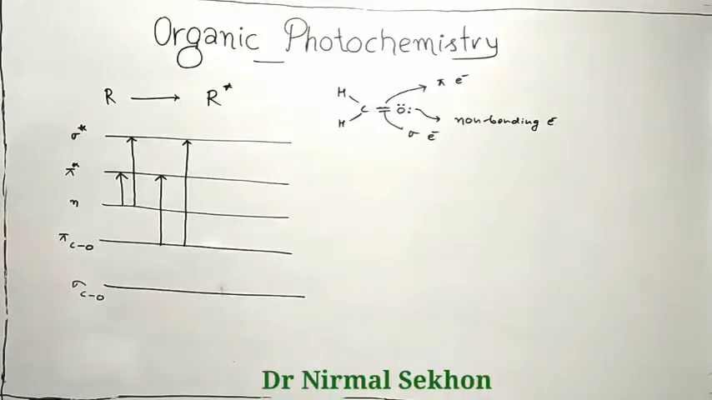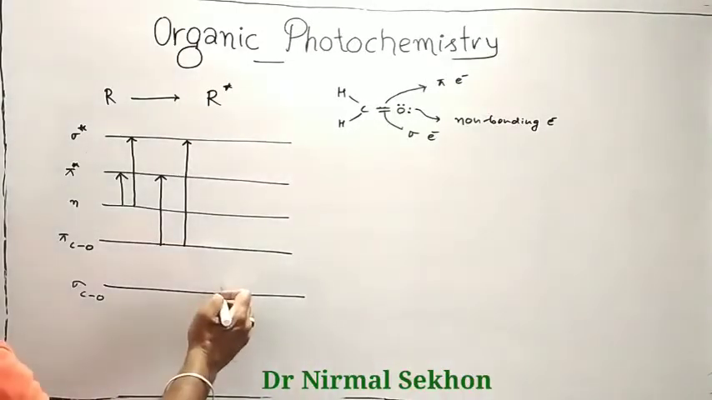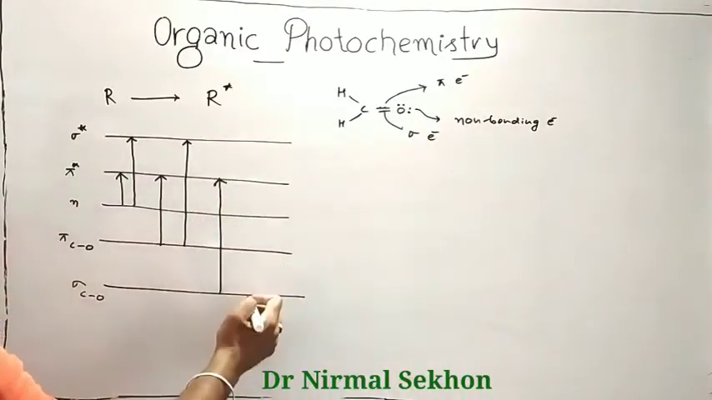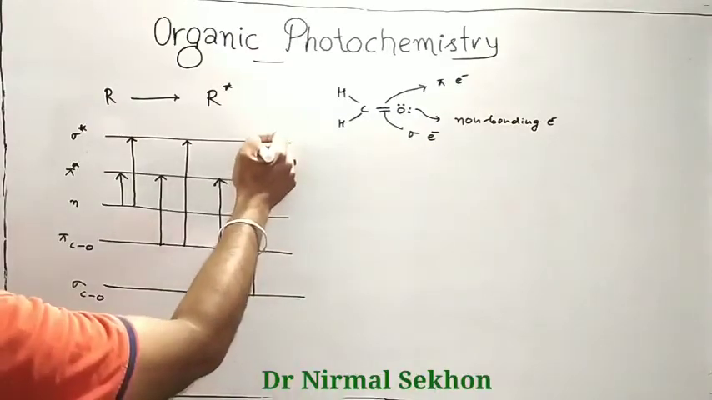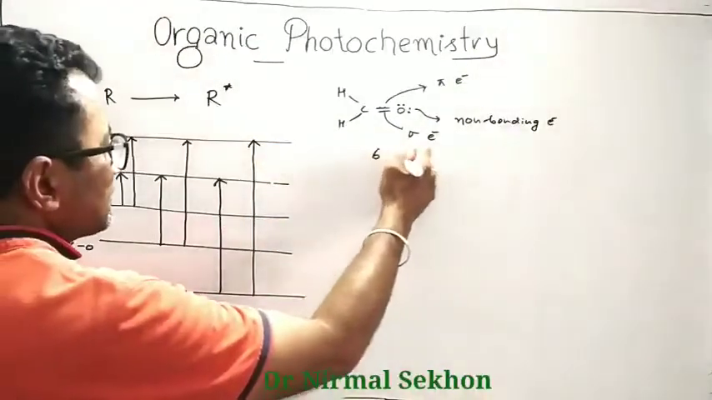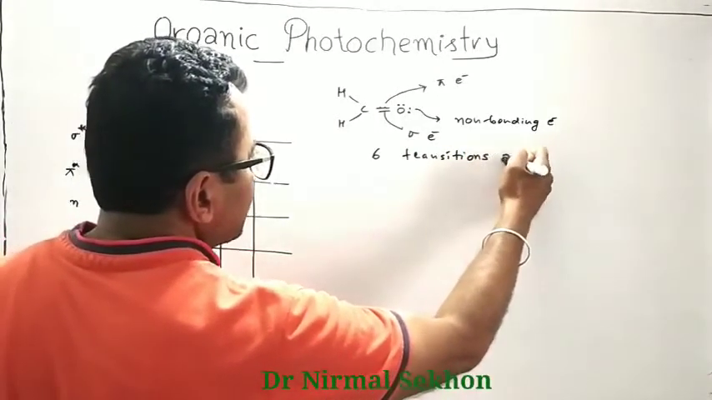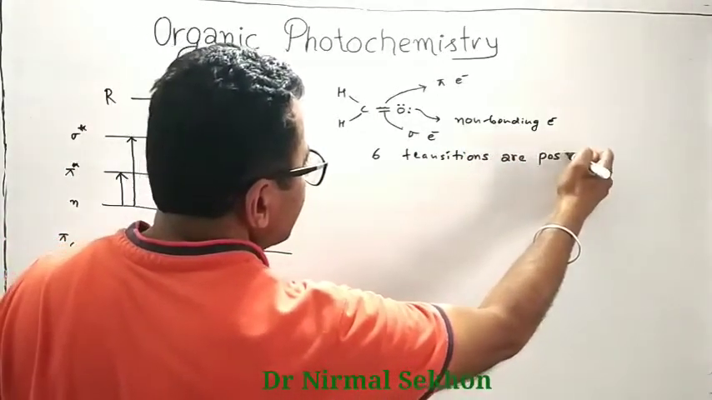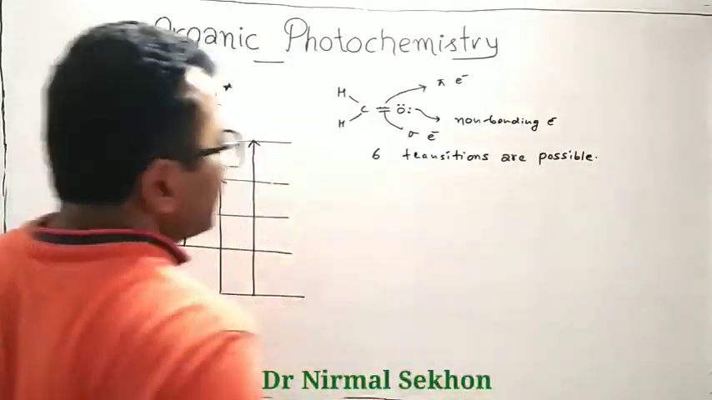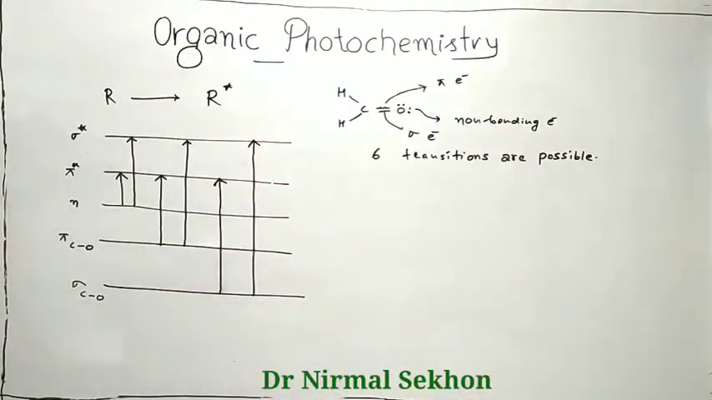Next is your sigma to pi star transition. And last is your sigma to sigma star transition. So these 6 transitions are possible.